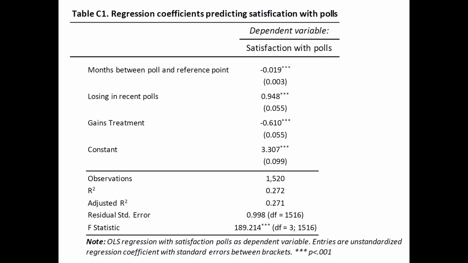So if you look at the months between poll and reference point, my regression coefficient, my slope, spot on. Their regression coefficient for losing the recent poll is positive, statistically significant, but a little bit larger. Mine was 0.7 something. And then my regression coefficient for the gains treatment, right? They are more likely to say a 1 or a 2 or a 3, meaning that they're more satisfied. My result was negative 0.62. So very, very close, right?